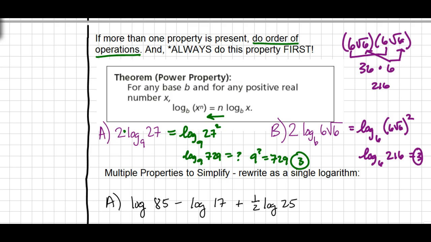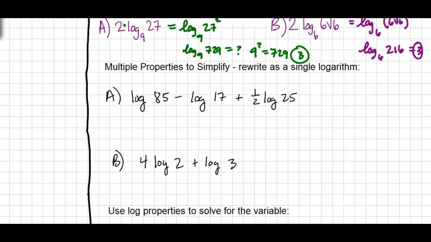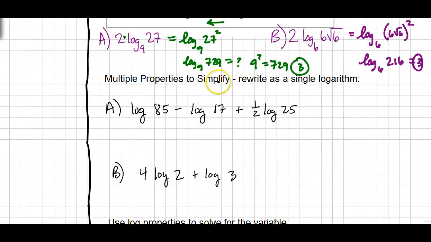So now let's look at some further examples where more than one property is present, and we'll practice putting the different properties in priority order. So when there are multiple properties to simplify, usually your goal is to rewrite it as a single logarithm. So our goal is not to find a numerical answer like we've been doing, but simply to write it as log of something. That's our goal.